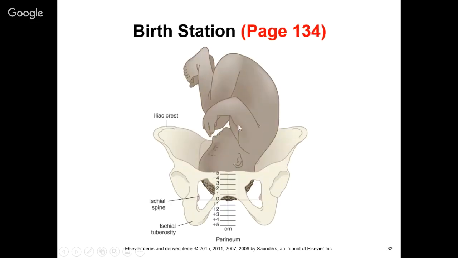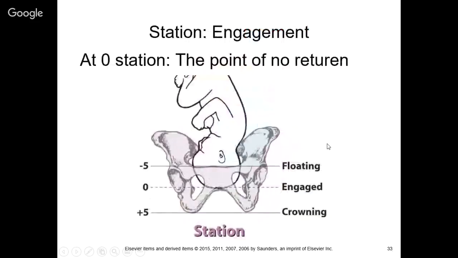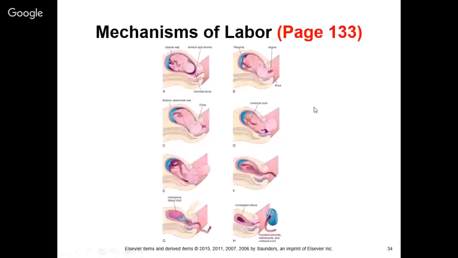So here's the birth station. So this is how the head moves down. These are the ischial spines right here. So when the nurse is doing the pelvic checks, they're looking for the station, the effacement, and dilation. This is just another. So at this point, there's no returning. So these are those mechanisms that I just described.